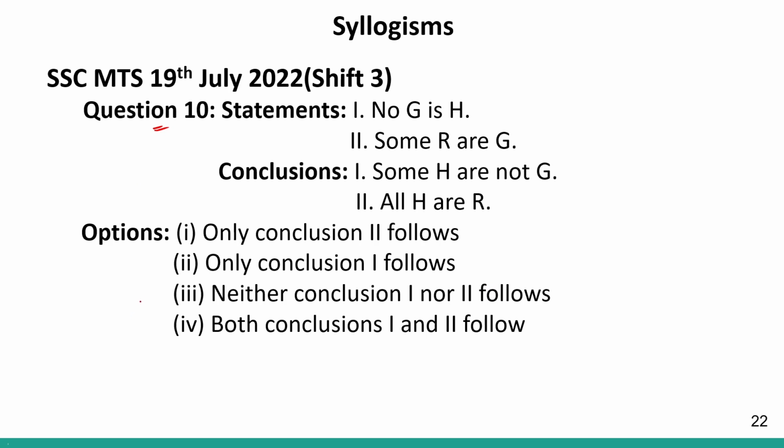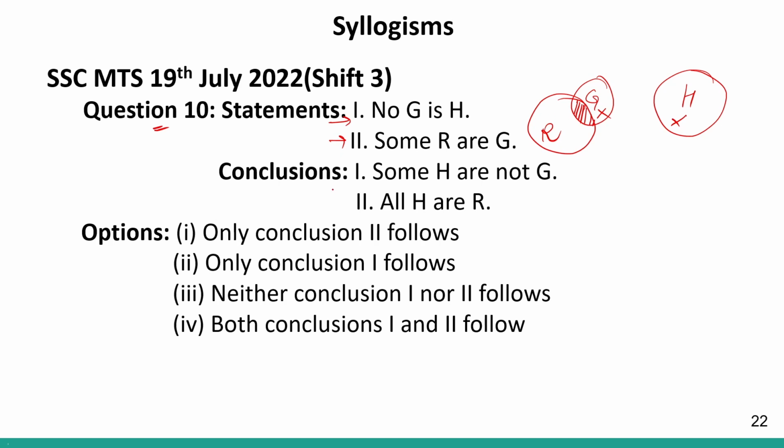Question number 10, two sets of statements, two sets of conclusions. Statement 1 says no G is H. That means G and H are separate entities. They will not overlap with each other. No G is H. Correct? And statement 2 says some R are G. So R can be represented like this. This will be the highlighted part that says some R are G. Correct? So this will be my Venn diagram.